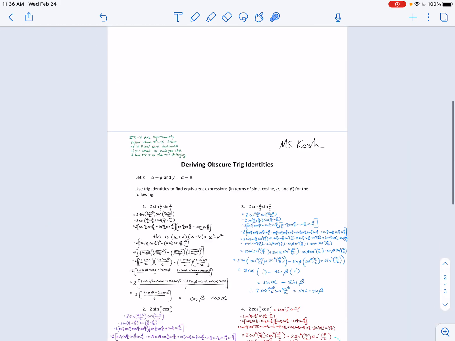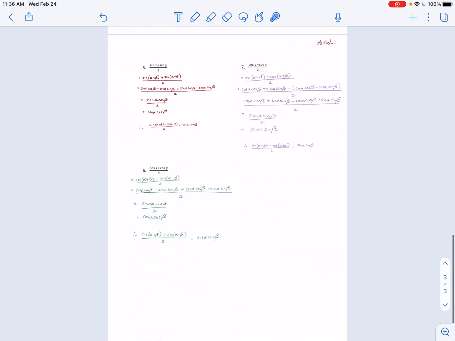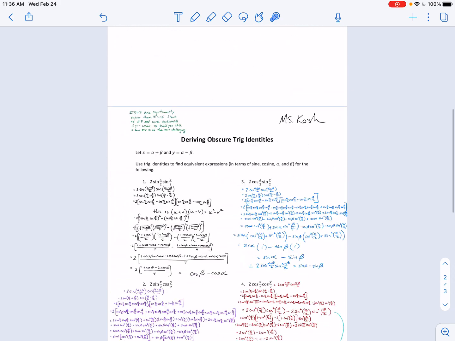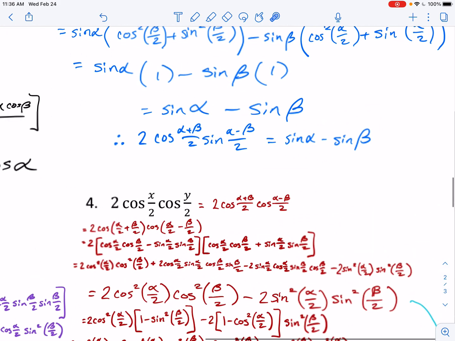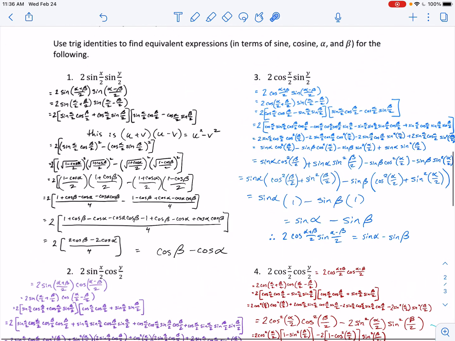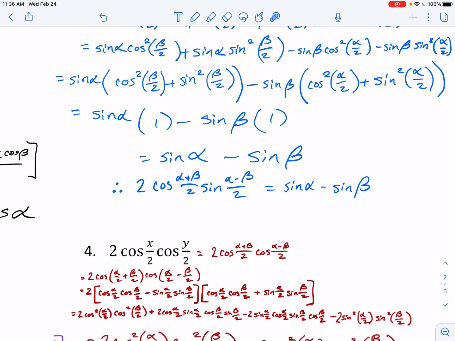So I pulled in my worksheet that I had made with my answer key. I called it Deriving Obscure Trig Identities. We got down to these different things, where I created a situation so that you could prove a particular weird random trig identity. This one could be written as 2 times cosine of alpha plus beta over 2 times sine of alpha minus beta over 2, and that cleans up to give us sine of alpha minus sine of beta.